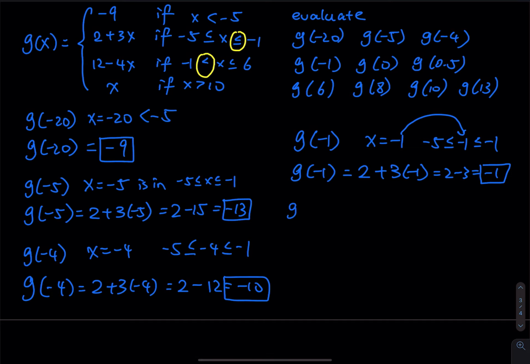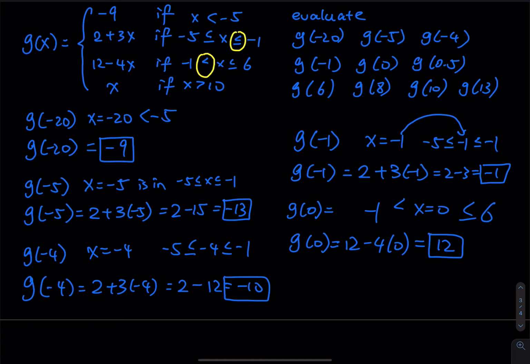And then g of 0. g of 0, so 0 is between negative 1 and 6, right? So x equals 0 is between negative 1 and 6. So we take the third piece. Then g of 0 is equal to 12 minus 4 times 0, that is equal to 12. And then 0.5. So x equals 0.5, that is between negative 1 and 6.